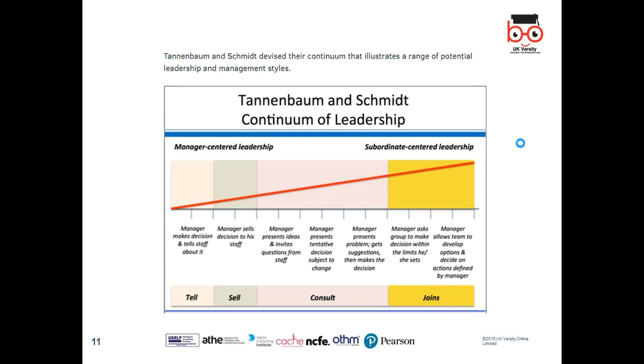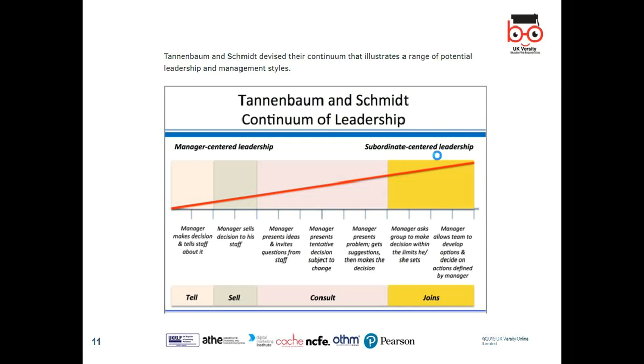Then one of the great scholars, Tannenbaum and Schmidt, mentioned whether leadership is manager-centered or subordinate-centered. There can be two approaches. If it's manager-centered leadership, you're supposed to tell. Managers make decisions and tell staff about it. Managers sell decisions to their staff. They say we make the decision, then they sell. They are good salespersons as well. Managers present ideas and invite questions from staff.